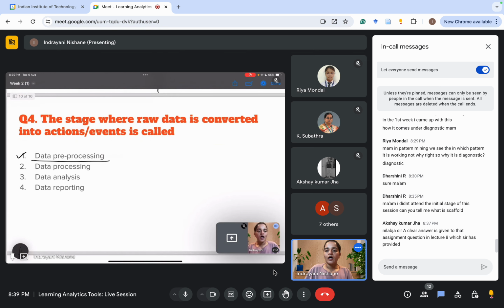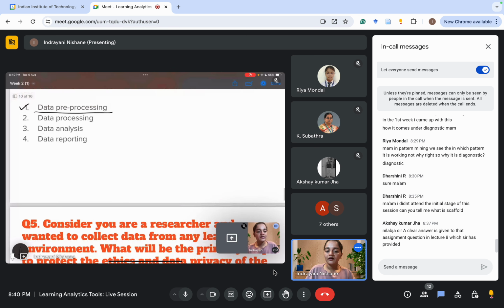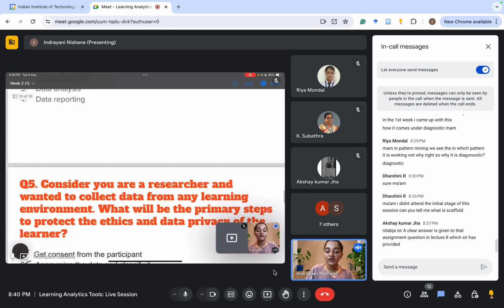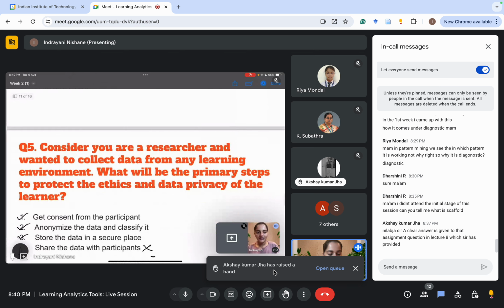Question 4. The stage where raw data is converted into actions or events is part of data pre-processing, because the raw log data does not give us any information about what actions they are performing, for how long, and so on. So for that we need to do some feature generation on that data, and that is part of data pre-processing. Data processing and data analysis happen after that, and data reporting is writing the report or inferring your results. Yes, Akshay?